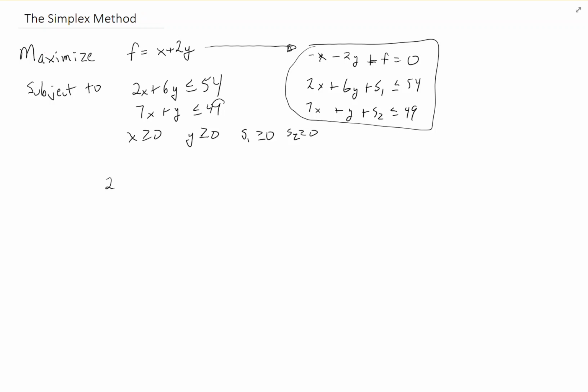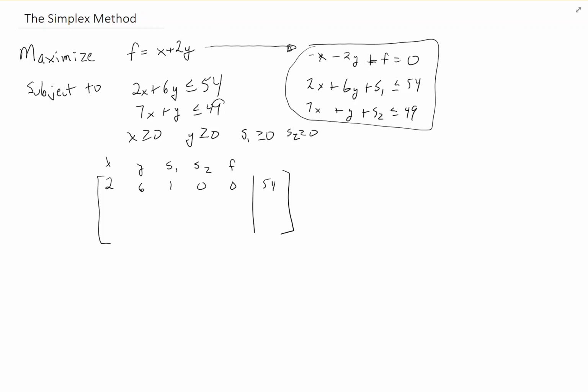We're going to have a column for x, a column for y, a column for S1, a column for S2, and a column for f. And we just read off our coefficients here that go into the table. So 2, 6, S1 has a coefficient of 1. The coefficient of S2 is 0. F is 0, and that equals 54. So our augmented matrix would look like that.